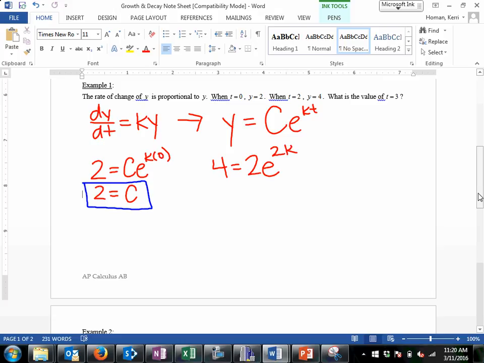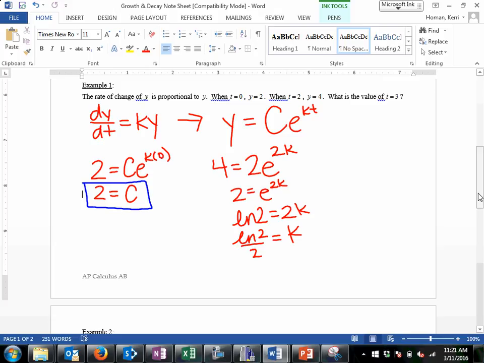So 2 equals e to the 2k, which means the natural log of 2 equals 2k. So our constant is the natural log of 2 over 2, because we found it right here. You're going to have to figure out that initial amount, that C, before you can plug anything else. We have to figure out what C is, and we have to figure out what K is.